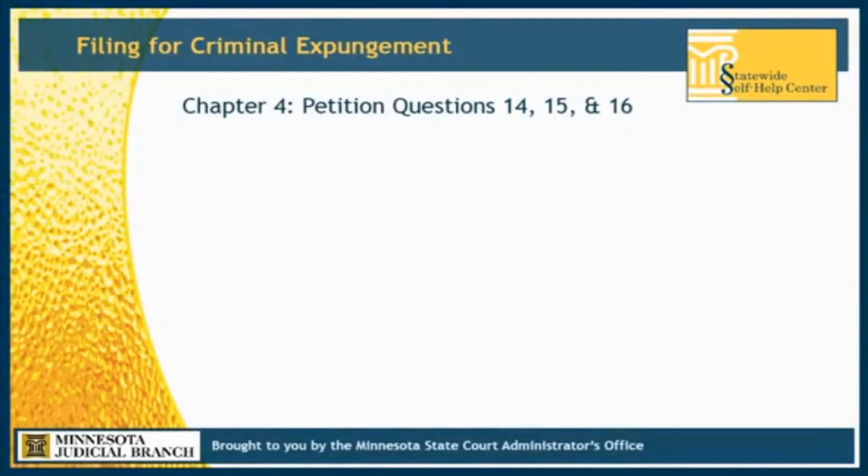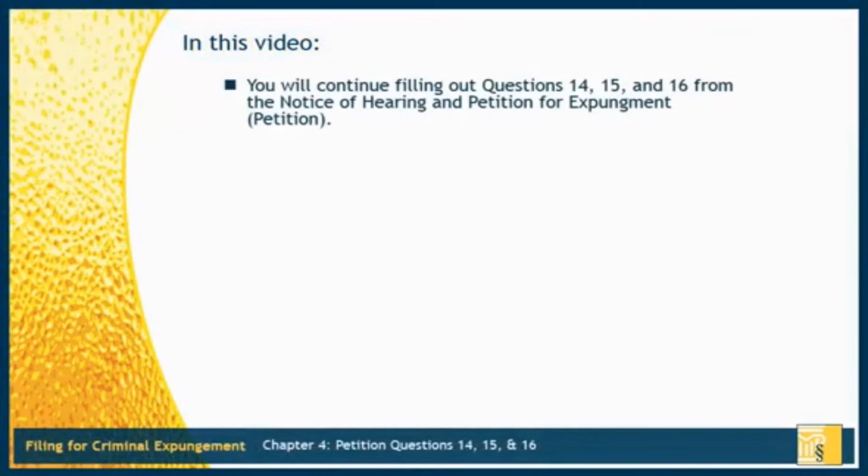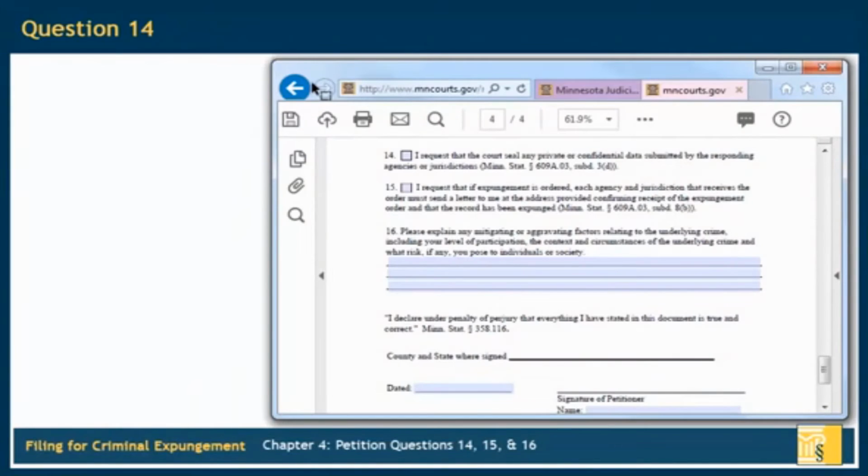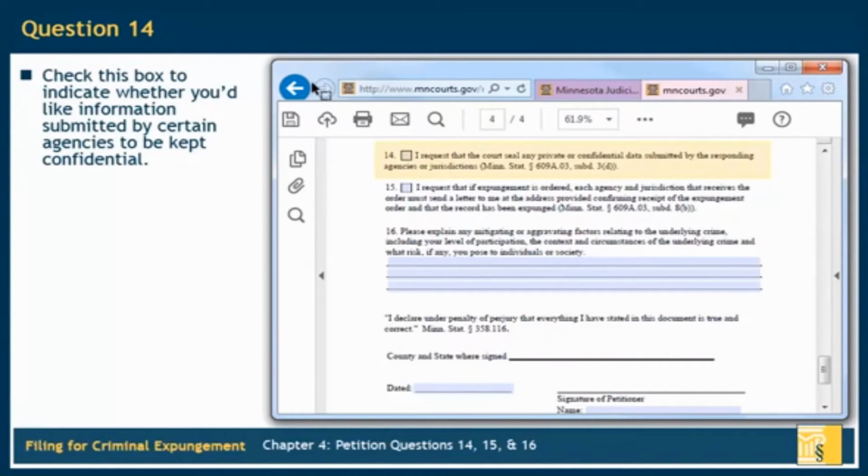Chapter 4. Questions number 14, 15, and 16. In this chapter, you will fill out questions 14, 15, and 16 of the petition. For question 14, check this box to indicate whether you'd like information submitted by certain parties to be kept confidential.